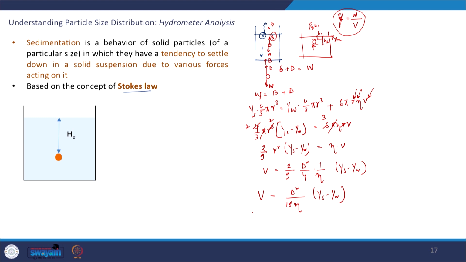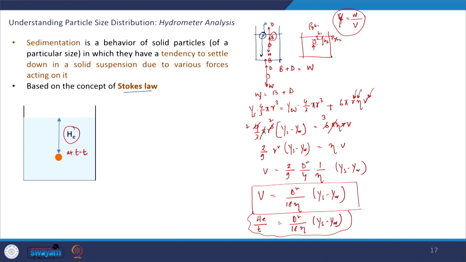Now if the velocity is constant, let us say at t equal to t, this particle has moved to a height of He from the surface, all right. So the speed I can substitute as He by t becomes equal to d square by 18 eta gamma S minus gamma W. So this is again another expression available with me.